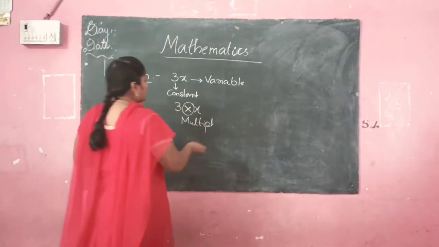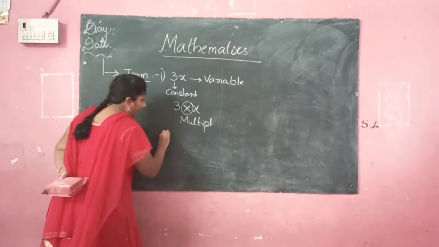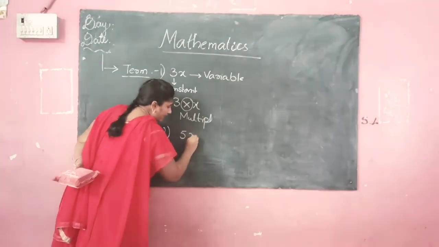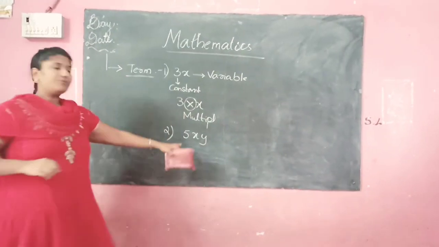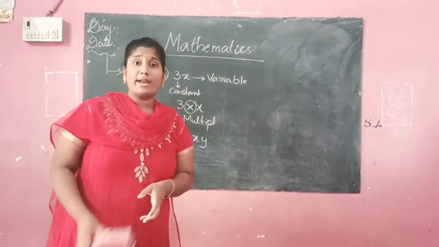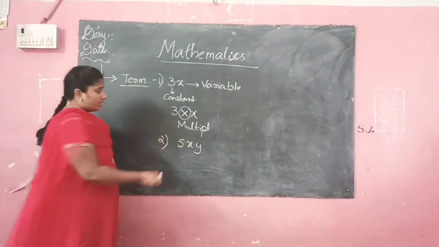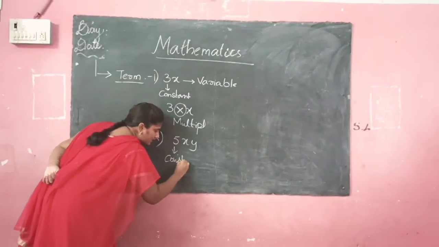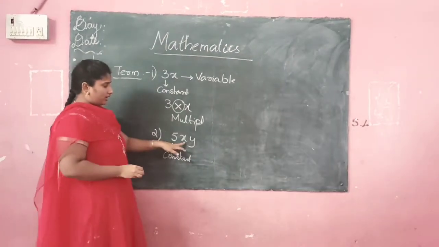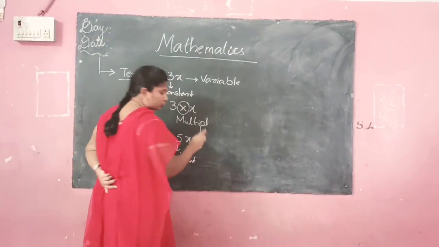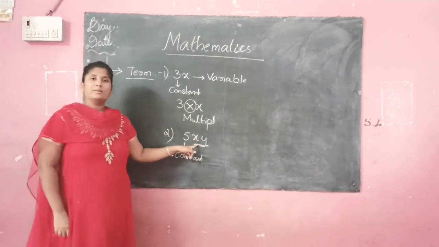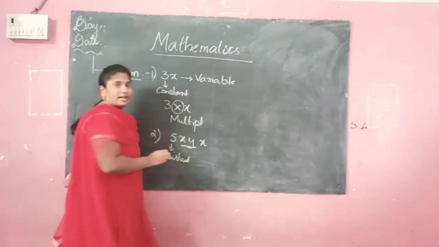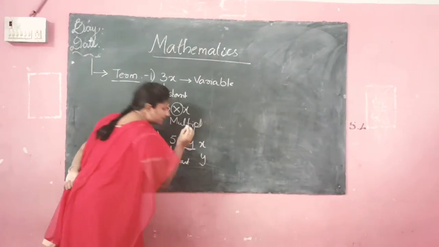See, for example, this is the first example, and here is one more example: 5xy. 5xy is also a term. Why? Because what is 5 here? Constant. Here, how many variables are there? 2 variables. What are they? x is one variable and y is another variable.